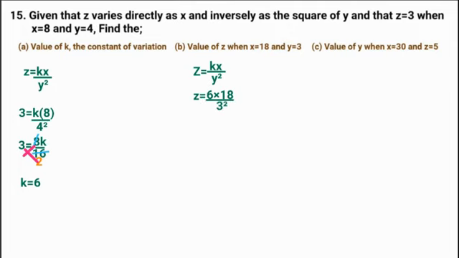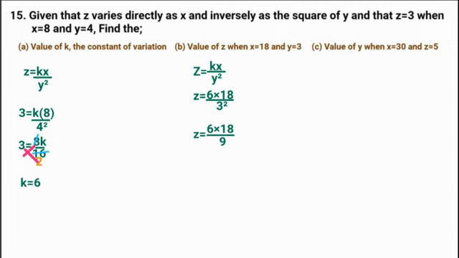Okay, at this stage I would urge you not to multiply 6 by 18, because I can see down here we have 3 squared, which will give us 9. So 9 can be used to simplify 9 and 18. So we're going to say z is equal to 6 multiplied by 18 over 9. Then we divide 9 and 18 by their highest common factor.